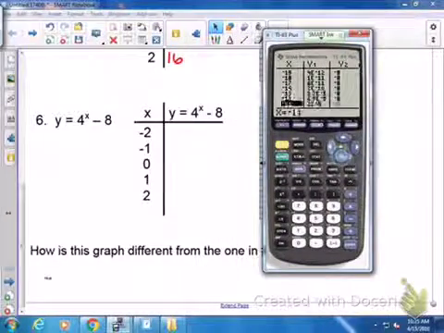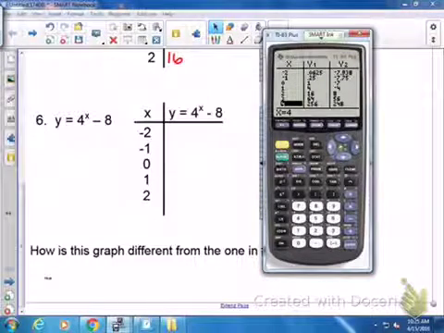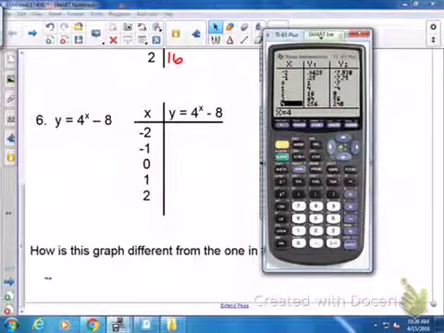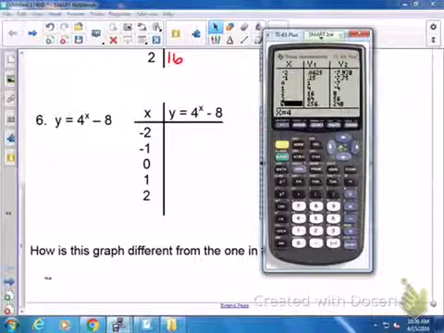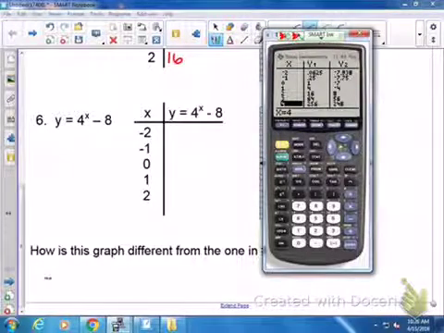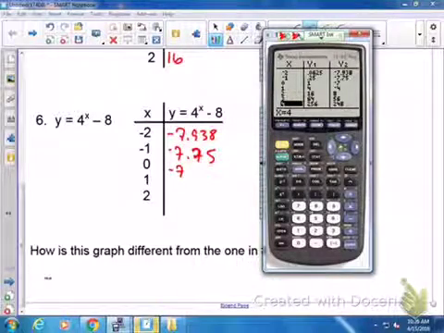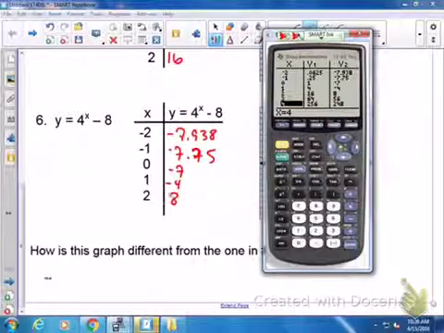It wants me to tell them from negative 2 to 2, so I'm going to record those answers. At negative 2, and mine's in y2, I'm at negative 7.938. Then I'm at negative 7.75. At 0, I'm at negative 7. At 1, I'm at negative 4. And at 2, I'm at 8.